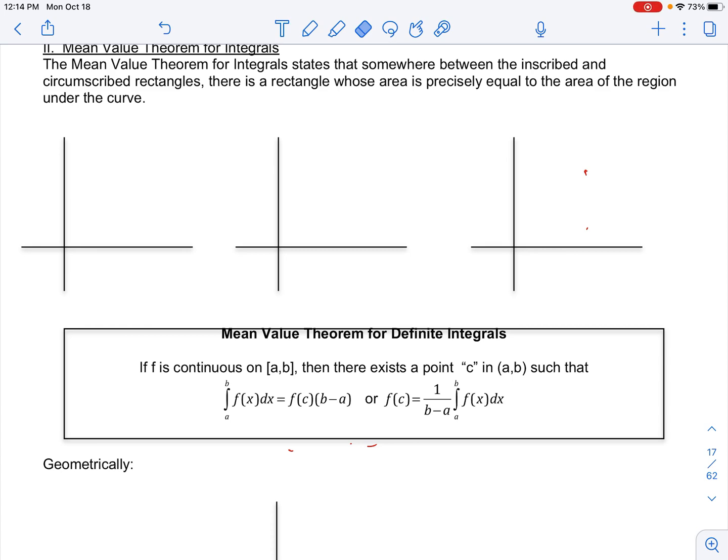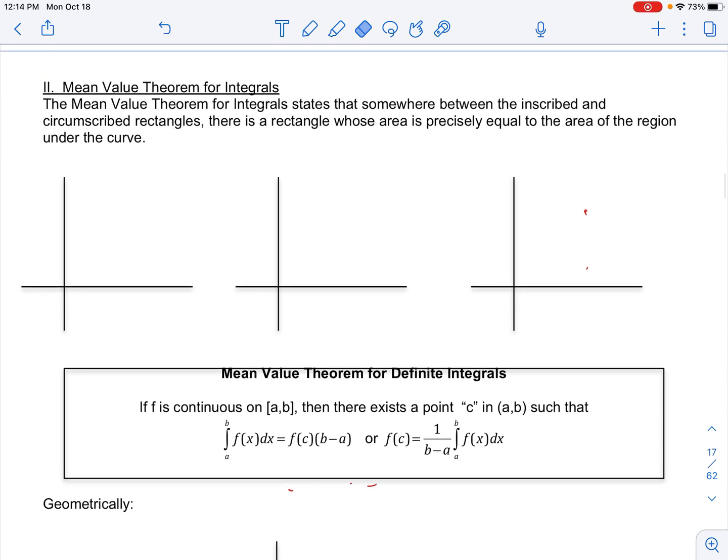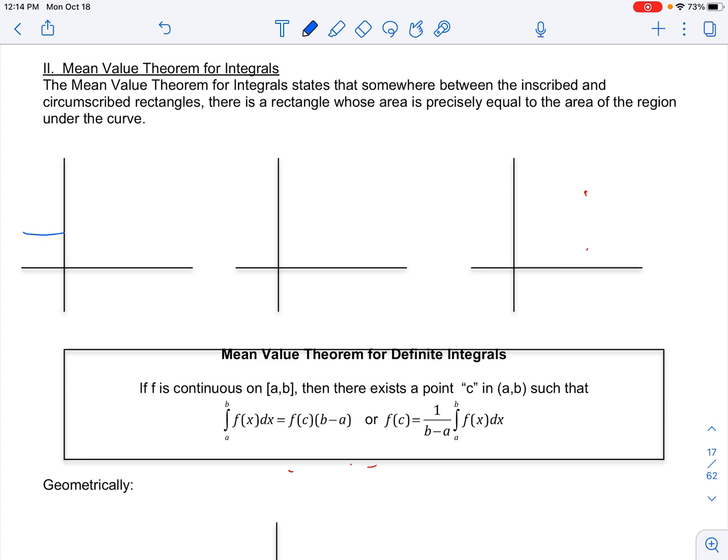If you recall, we had a mean value theorem for derivatives, which said that there's a place where the slope of the secant line is equal to the slope of the tangent line. Now we're going to talk about what's called the mean value theorem for integrals. And basically what this says is, let's say you have a function f of x.